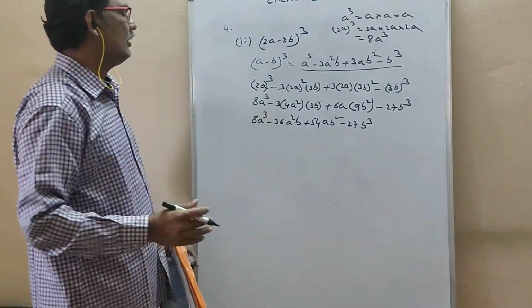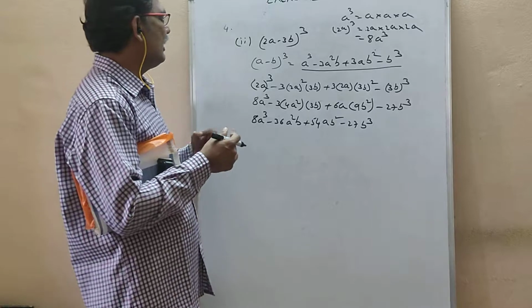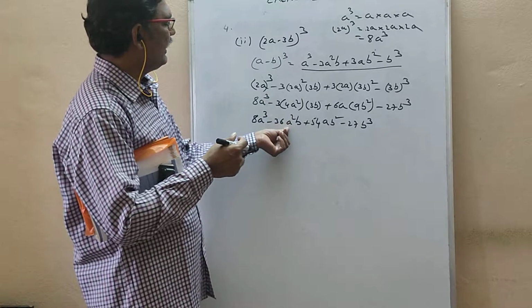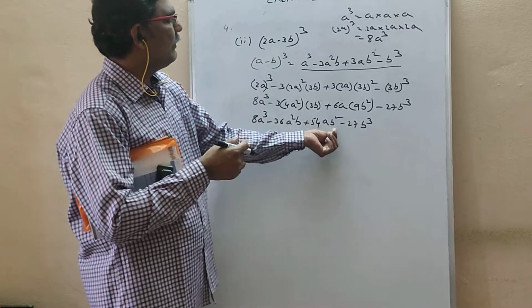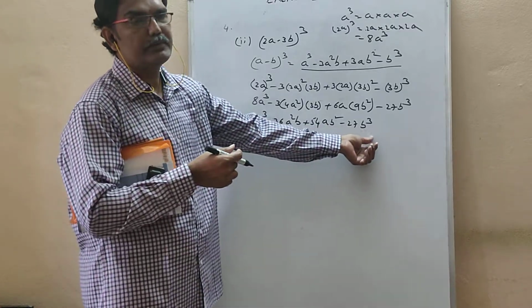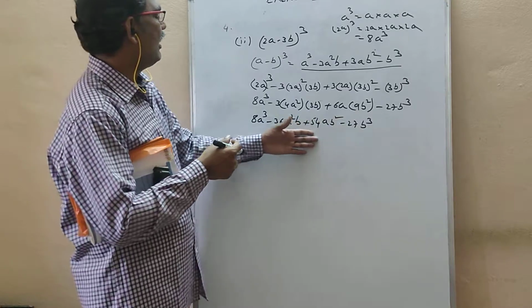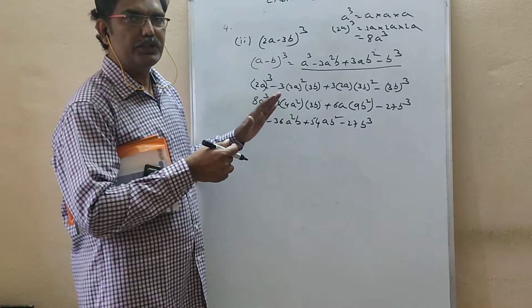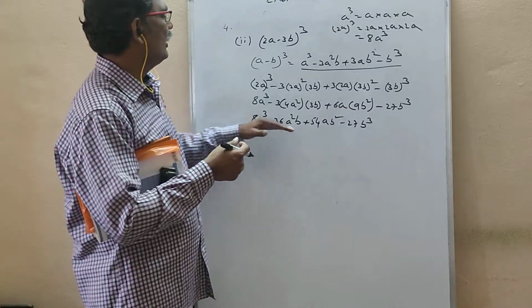So these all are not similar terms. a cube is there. Here square is there for a. a square b is different. ab square is different. b cube is different. All the 4 terms are different. So you can't do addition. You can't do subtraction. You have to leave it like this.